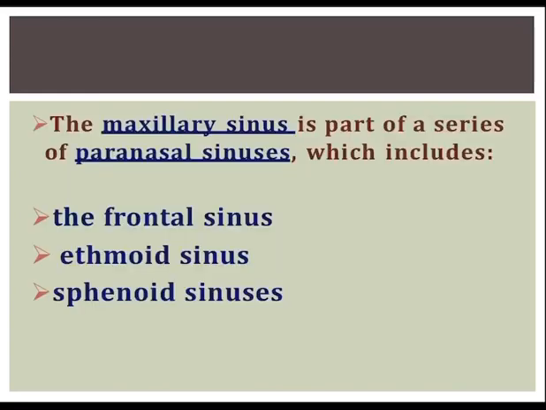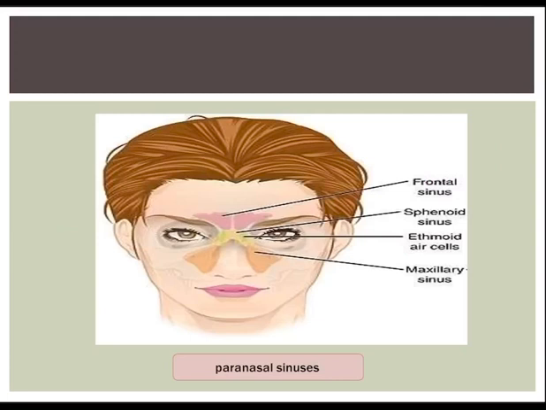The maxillary sinus is part of a series of paranasal sinuses which include the frontal sinus, the ethmoid sinus, and the sphenoid sinus. In this picture we can see the paranasal sinuses: the frontal sinus above the eye, the ethmoid sinus between the eyes, and the sphenoid sinus behind the eye.